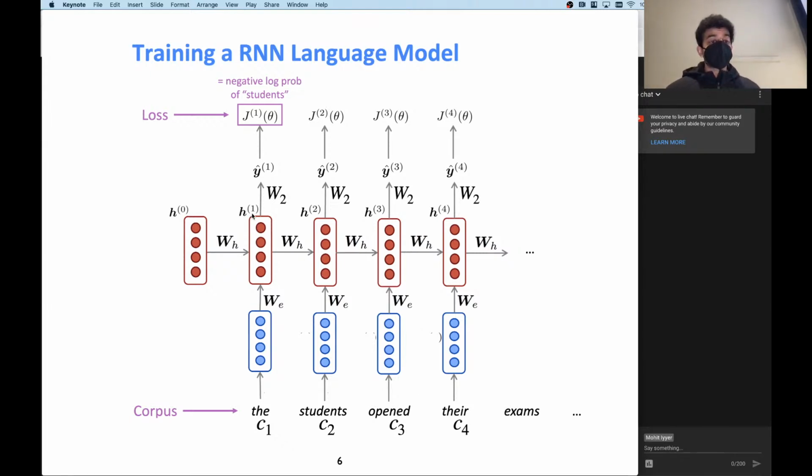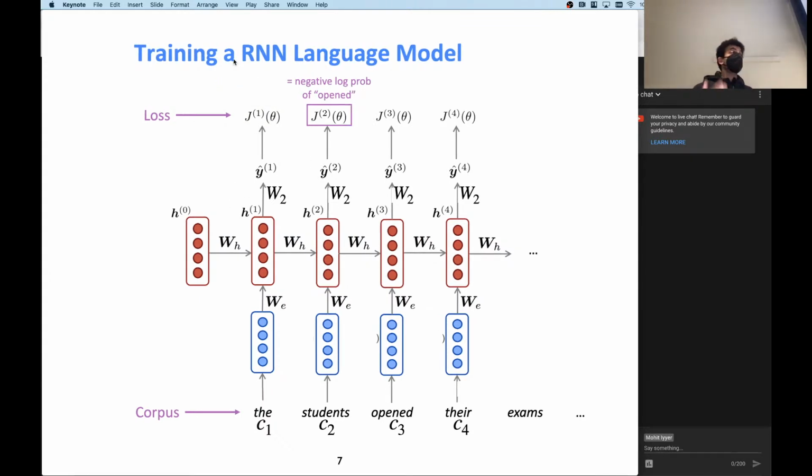So given h sub 1, we're going to pass this through our softmax layer, and we're going to compute the cross entropy loss where the ground truth is the next word here, students, right? So at h sub 1, the model has only seen the word the. It's not seen the word students. And so we can make the model predict the next word from this representation h sub 1. So we get one loss term here, which corresponds to how well the model did, given h sub 1, at predicting the word students, right? We already saw how to do this using the cross entropy loss.